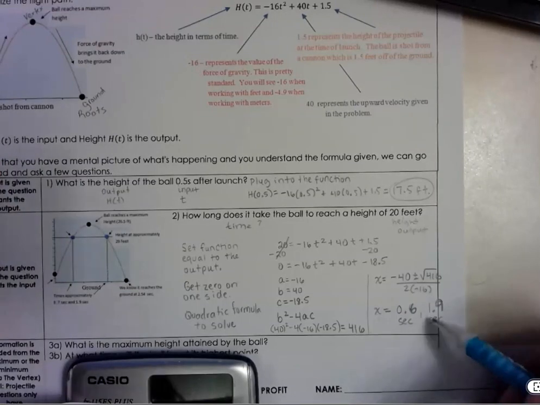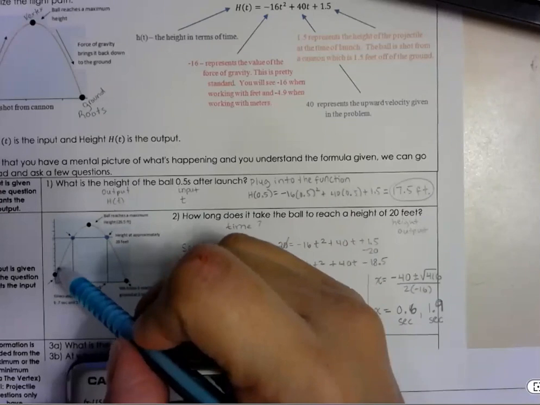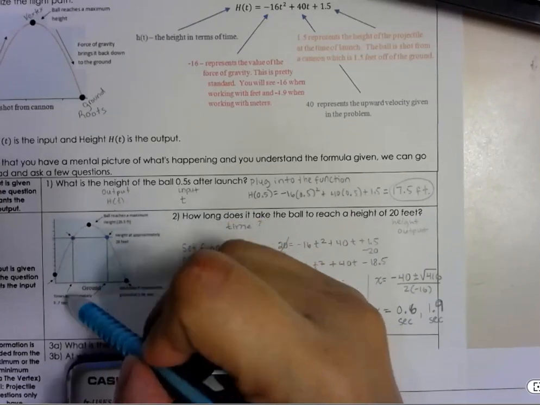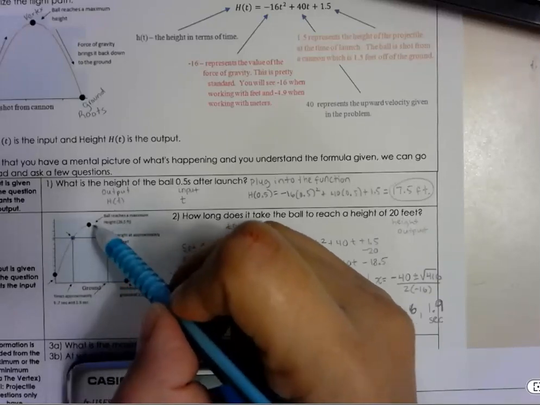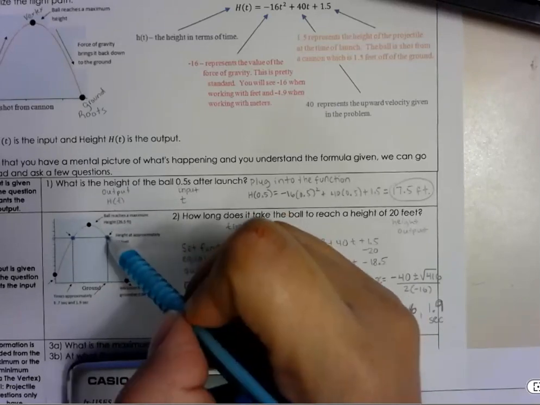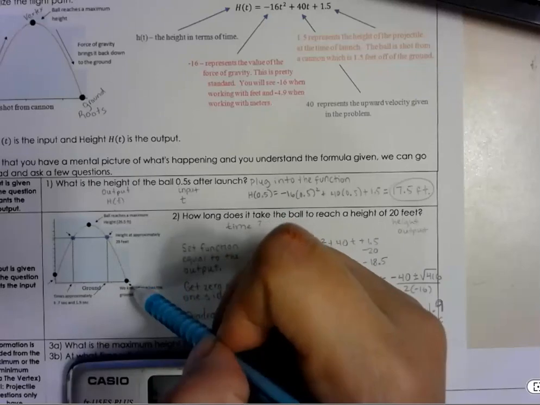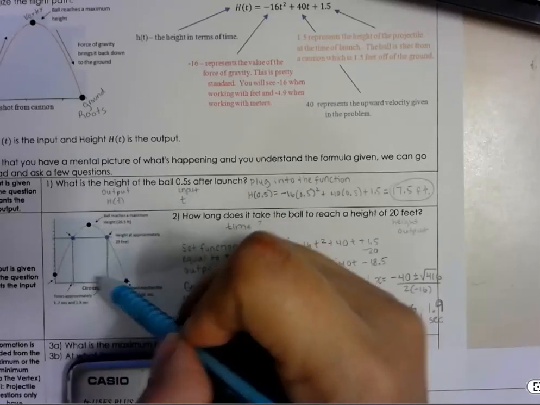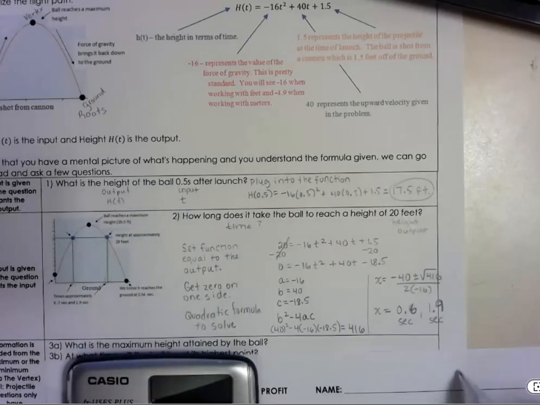Now, why do I get 2 times? Well, think about the trajectory of the ball. The ball rose. At some point, it hit a height of 20 feet, and that was at 0.7 seconds. But then the ball kept on rising. It hit the maximum, and then it came back down. And at some point, when it's way back down, it was also at 20 feet. And that was at 1.9 seconds. And of course, it kept going until it hit the ground. So there's actually 2 times when the ball was at 20 feet, when it was rising and when it was coming down. So that's why you get 2 separate answers.